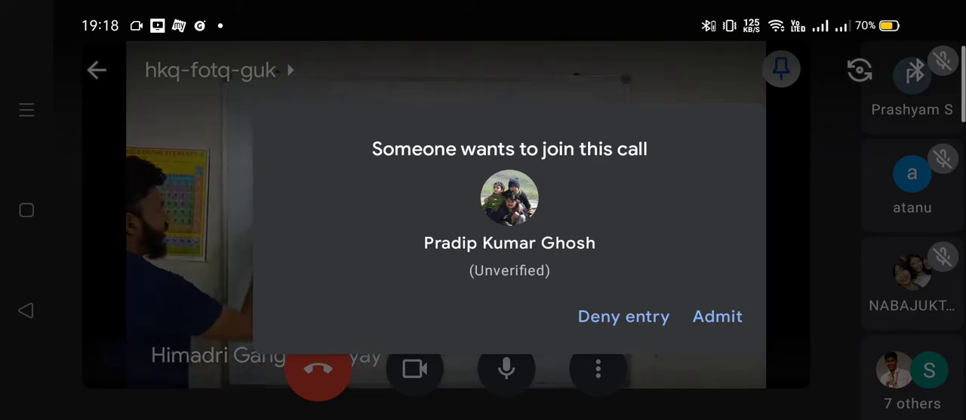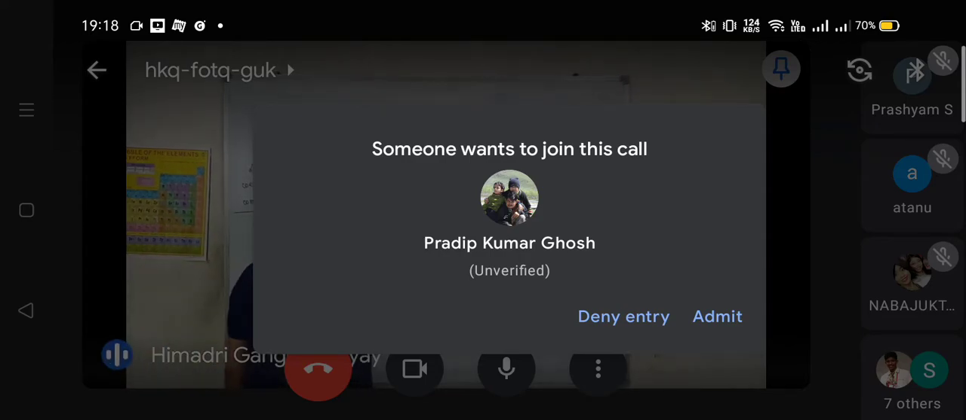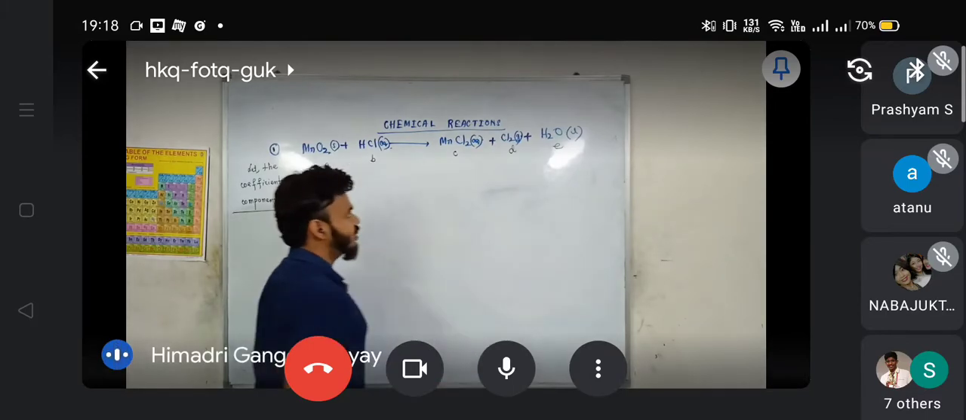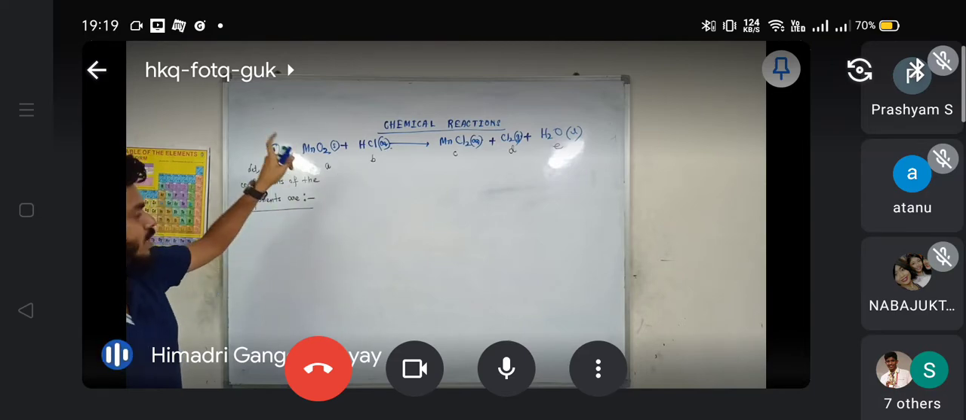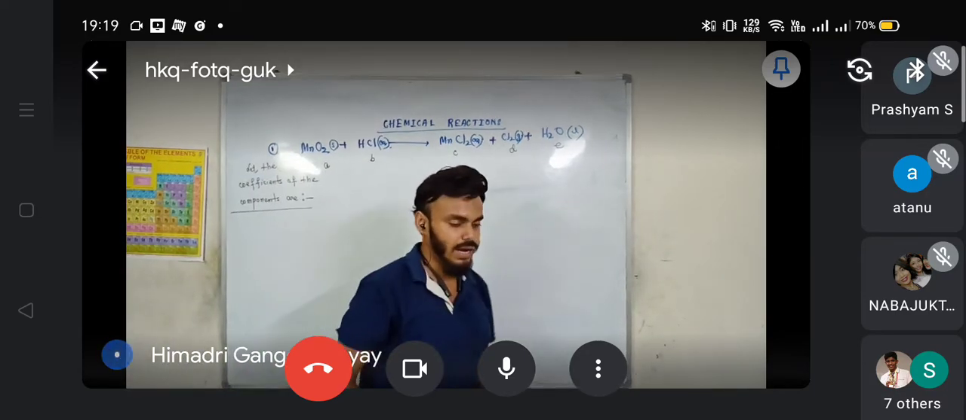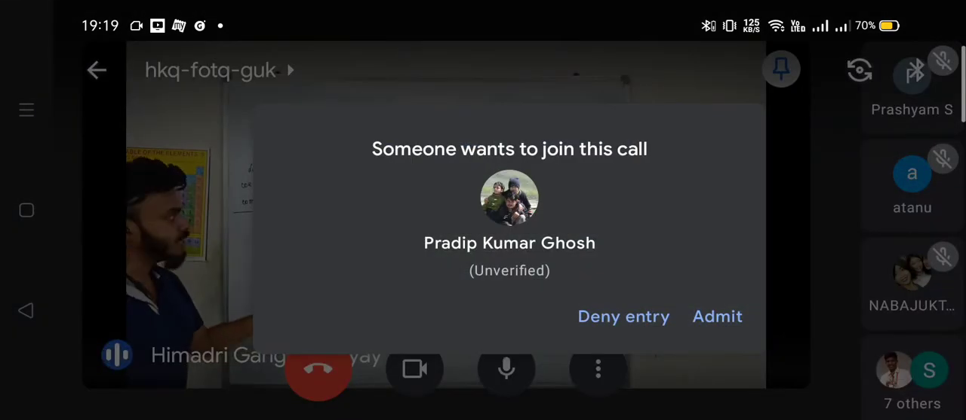Then what to do? Let the coefficients of the components be, very good, suppose this will be A, this will be B, this will be C, this will be D, this will be E. Please imagine that the coefficients after balancing the chemical equation will be A, B, C, D and E. Okay? Chalo. Then what will be the next step?